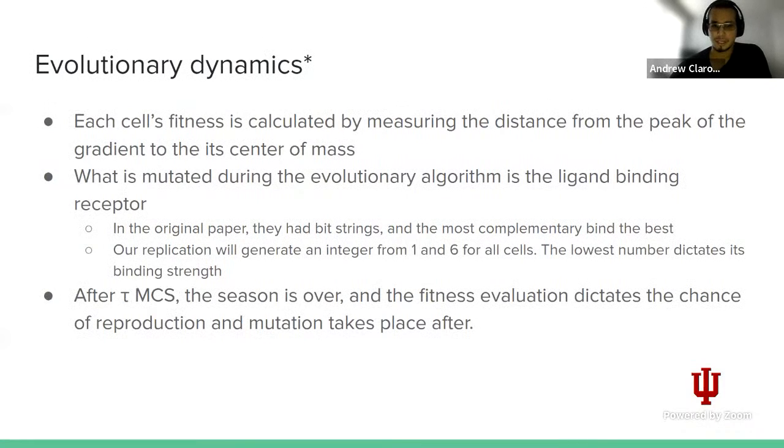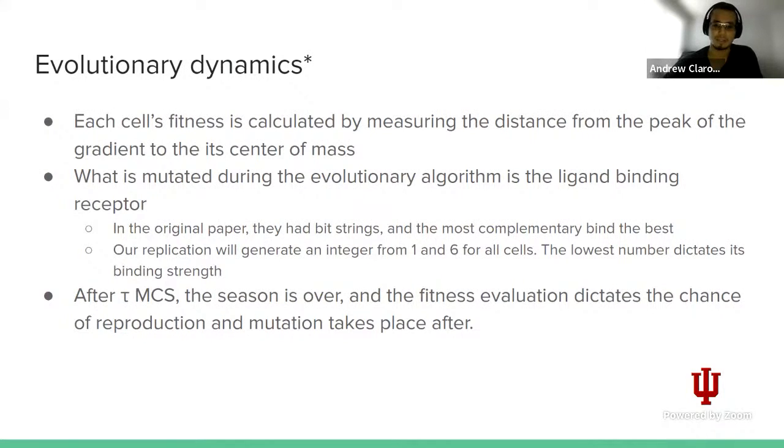And the evolutionary dynamics are also slightly different, but generally we will evaluate their fitness by measuring how far away the cells are from the peak, and then what is mutated during this evolutionary run is how much the ligand binding for cells adhering to each other changes.